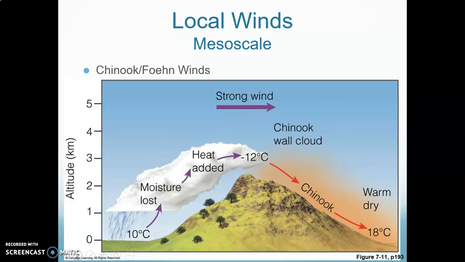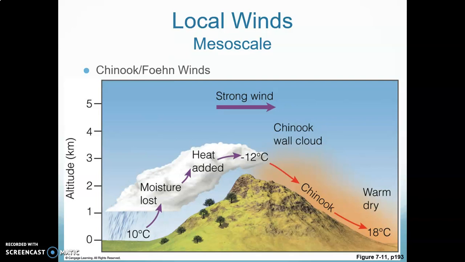Here's another example very similar to a katabatic wind. It's called a Chinook wind, or in Europe it's called a Föhn wind. I'll be honest, I don't know how to speak German, and so I'm not too sure how to pronounce Föhn winds. That's all right. We'll call it a Chinook, since I'm familiar with that.